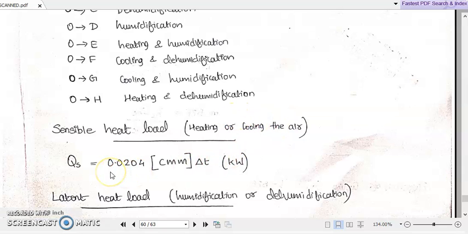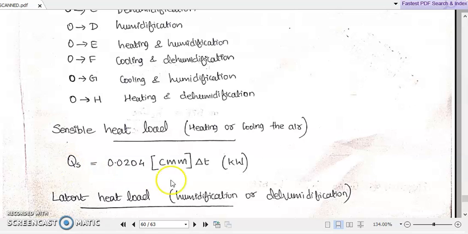Worldwide, scientists have experimented with air conditioning and brought out an empirical formula for quantifying this sensible heat load, represented by Qs equal to 0.0204 times CMM times delta T. This quantity will be in kilowatt. The delta T variable is the change in the dry bulb temperature. CMM is the volume flow rate of the moist air in cubic meters per minute.